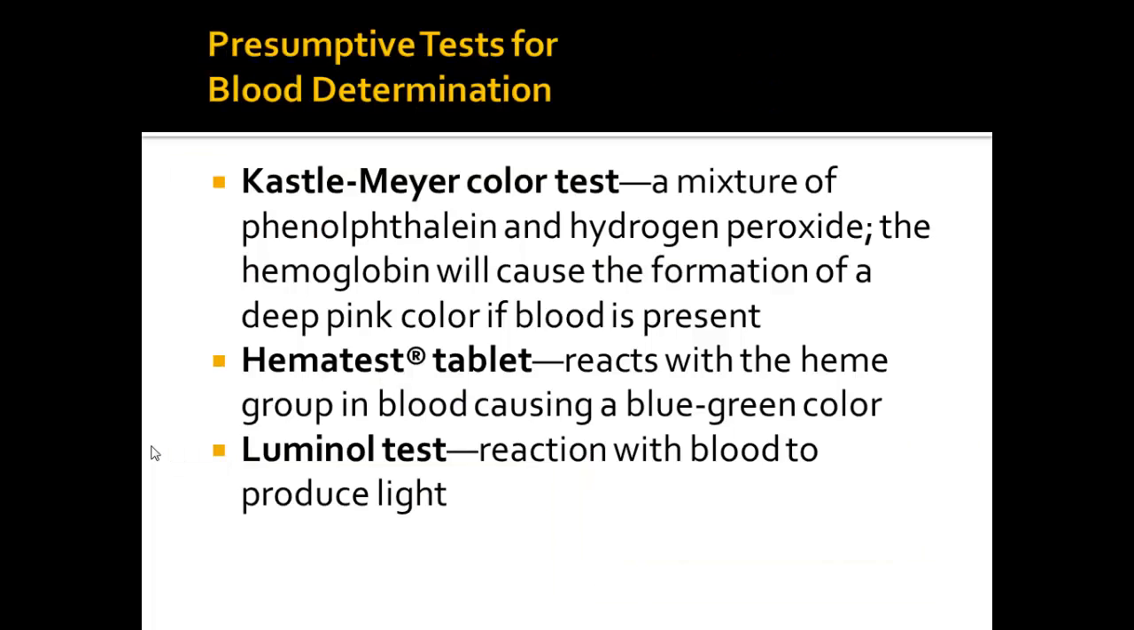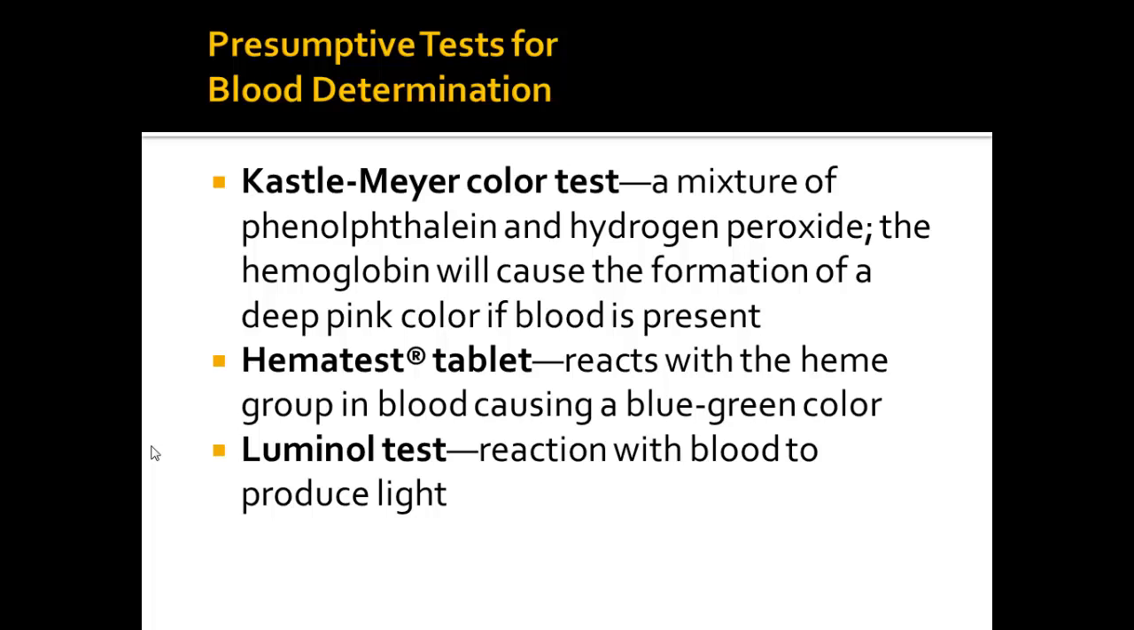How do we test if something really is blood? There are a bunch of different tests out there. The main one you see on TV is called the Kastle-Meyer color test. You should know that. Kastle-Meyer color test. That is the one where they get the blood on there and they squirt something on it and the Q-tip turns pink. That's the Kastle-Meyer test.